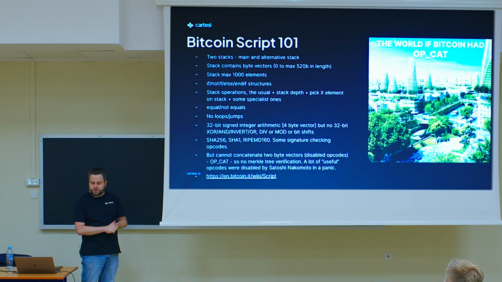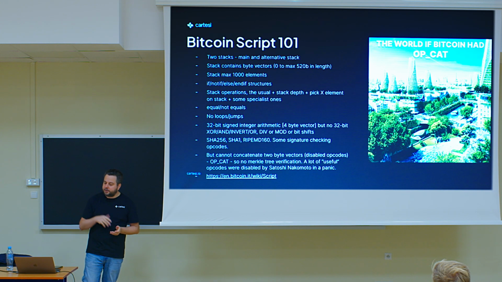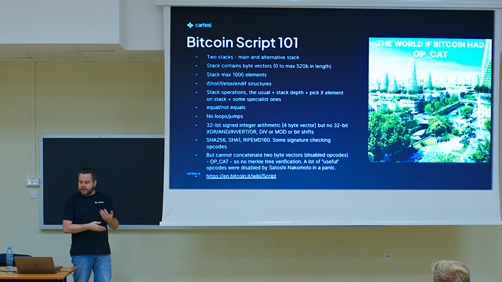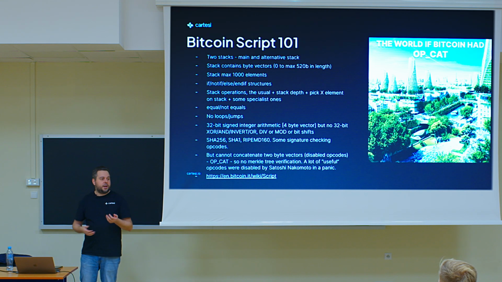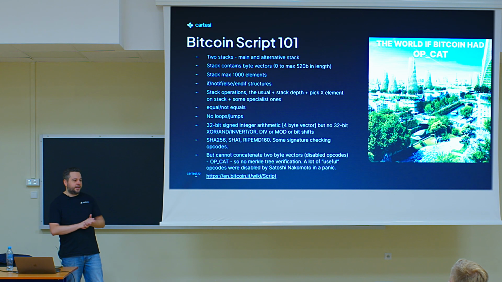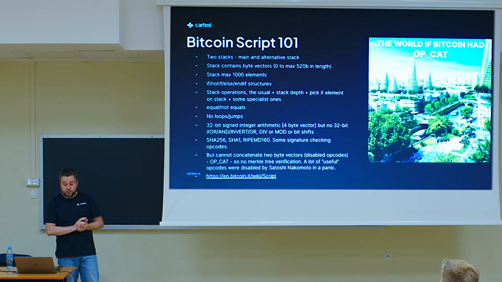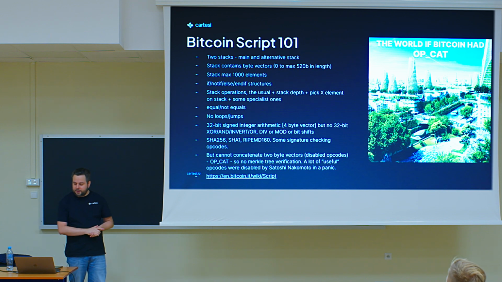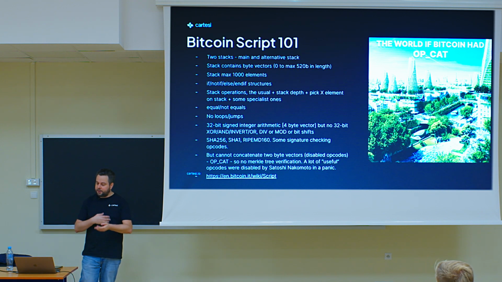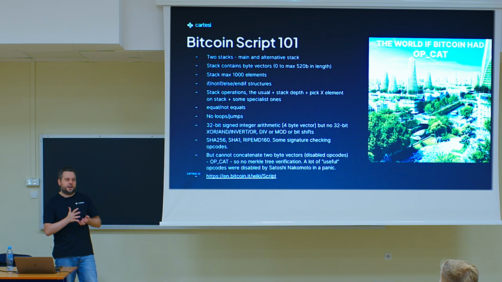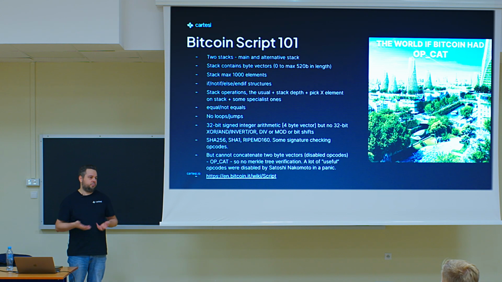There's 32-bit signed arithmetic. But there's no, for example, XOR, NOT, invert, or division, bit shifts or anything like that, because basically Satoshi Nakamoto panicked and disabled all of them because he thought it would crash the network. There's also a couple of opcodes, for example, related to hashing and signature checking and so on. And in general, it's not the most expressive scripting language, but you can do things with it, right?